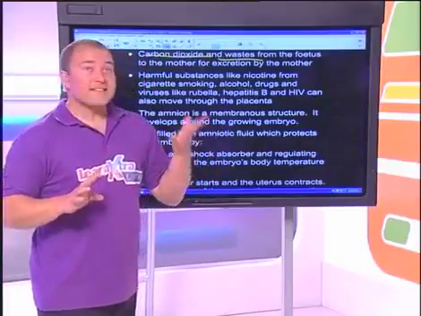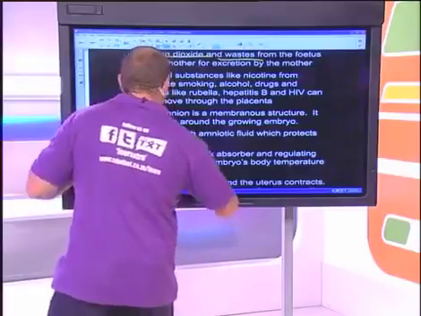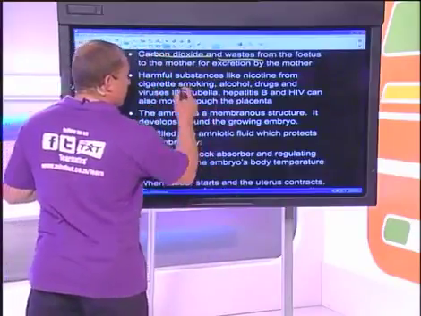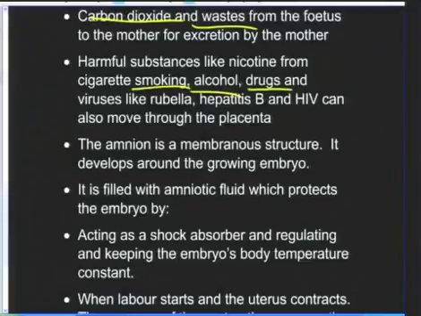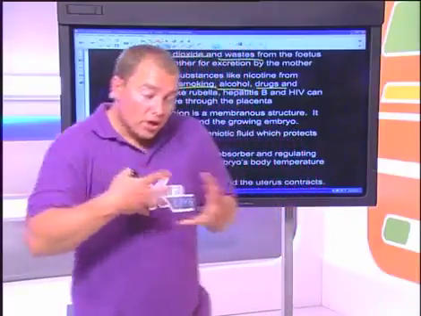Now, there's a couple of things that mothers can give their child that will pass on. Nicotine, so smoking. Very bad. Drugs, even worse. Alcohol. Okay, so there they are: alcohol, cigarettes, drugs, viruses. The baby can be given all these things from the mother, because they can go through the chorion and through all that part.